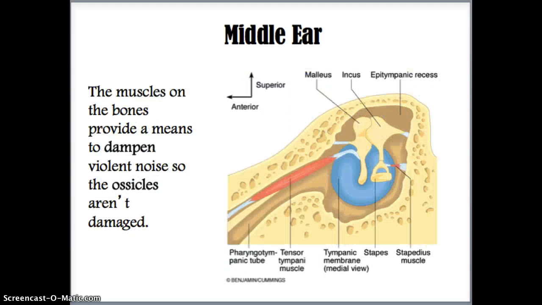This diagram is looking kind of from inside the head out. Here we have our eardrum, the blue is the tympanic membrane, and then here are those ossicles. The muscles on the bones provide a means to dampen violent noise so that you don't damage your eardrum. That's caused by the contraction of these muscles. The muscles become rigid so that these three bones will not vibrate as much, and that protects your eardrum, and it also protects your hearing receptors.